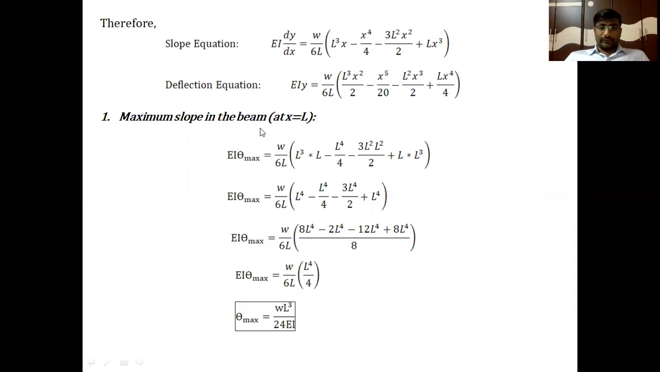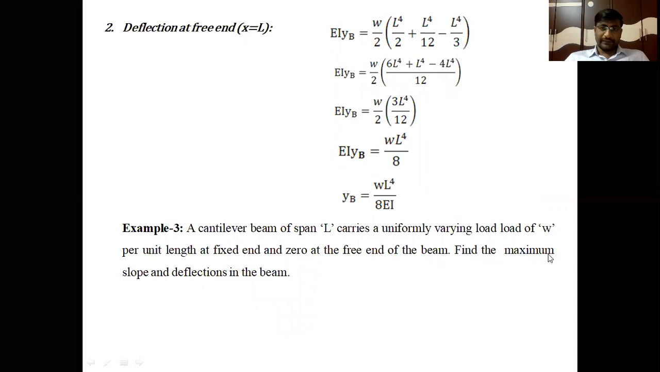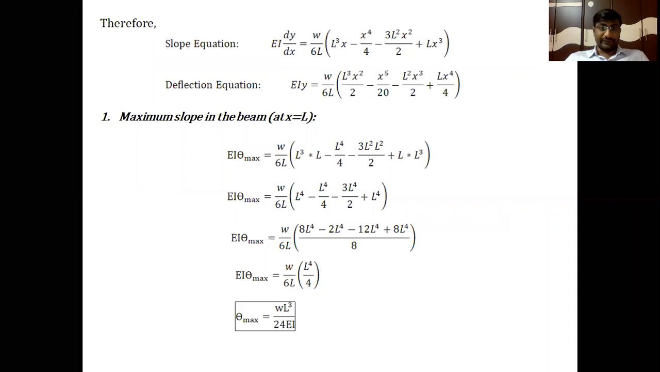Then the maximum slope. In this problem, we are going to find the maximum slope and deflection. Where will we get the maximum slope and deflection for the cantilever beam? For the cantilever beam, maximum slope and deflection occur at the free end. Just now I explained what slope and deflection, maximum slope and deflection are. Therefore, to find the maximum slope in the beam, we should substitute L in place of x. In place of x, we should substitute the L value in the slope equation. Then we will get the maximum slope.